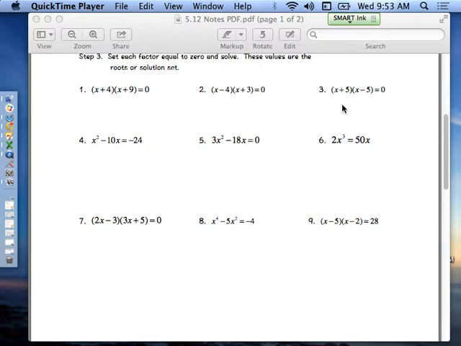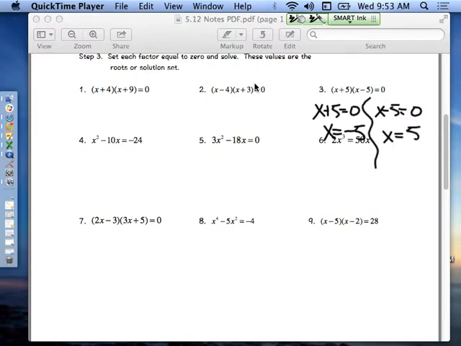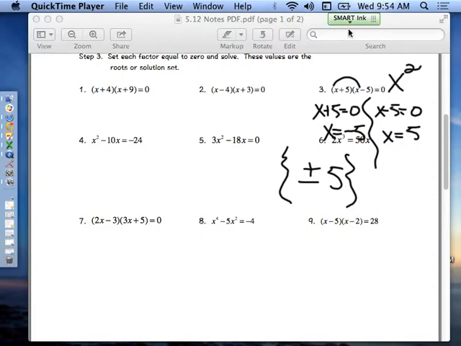Looking at number 3, it's already factored for you once again, so you simply take each factor, set it equal to 0, and you can see your first solution is negative 5 and your second solution is positive 5. Once again, x times x gives you x squared, meaning you have a degree 2 polynomial, so you'd have at most 2 real number solutions. The most efficient way to write this solution would be to use the plus or minus symbol, which implies the solution set for this quadratic is positive or negative 5. Okay, let's move on to a few other problems.